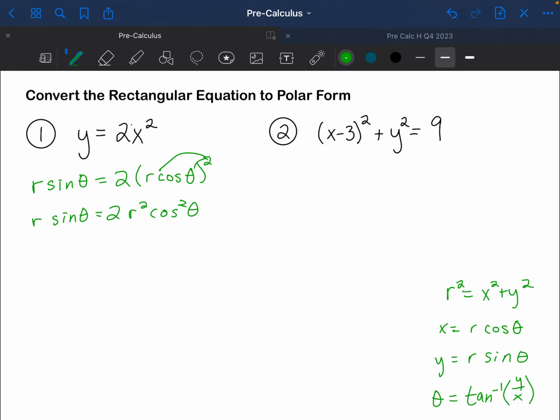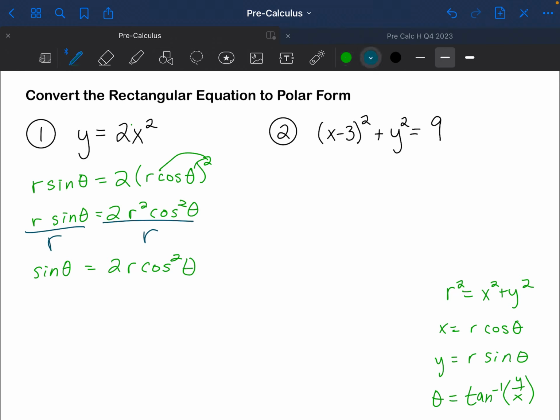Let's get r by itself. First things first, we got an r squared on one side, r on the other. This is something that feels super illegal, but I promise it's okay. We're going to divide both sides by r. Get rid of it. Then we're just left with sine theta equals 2r cosine squared.